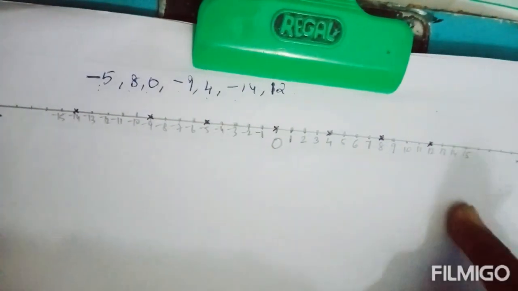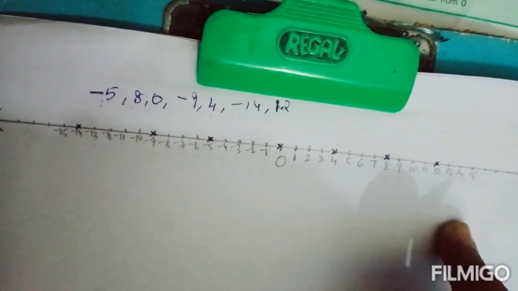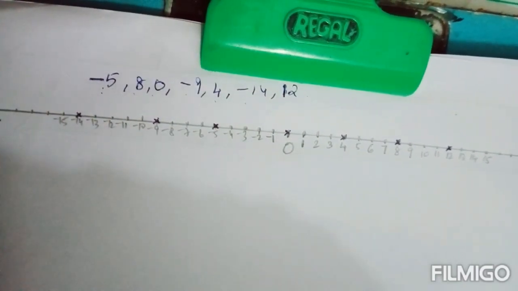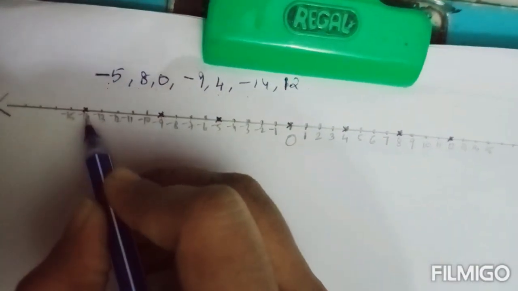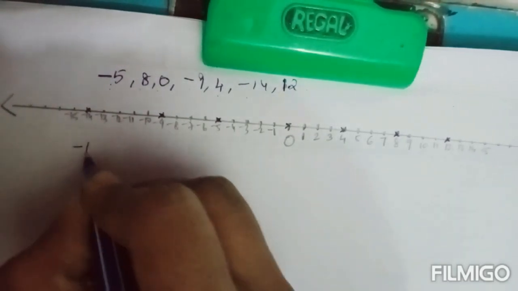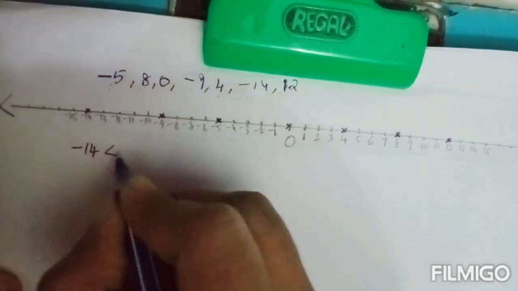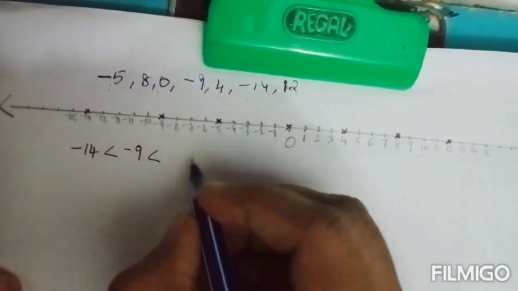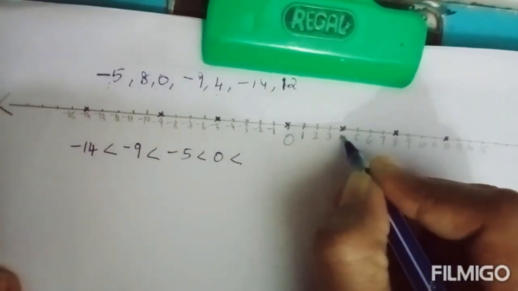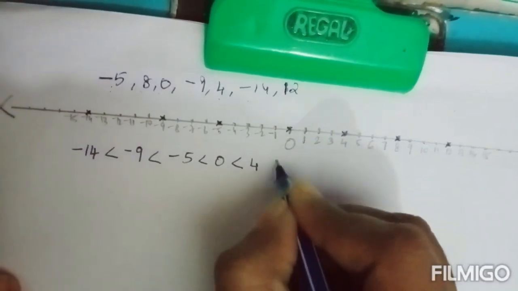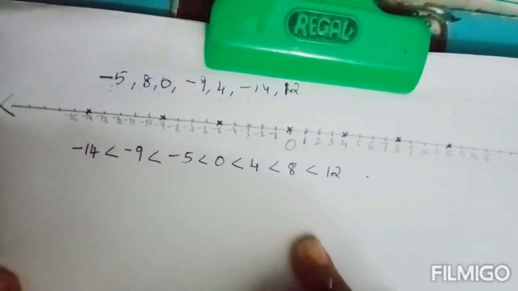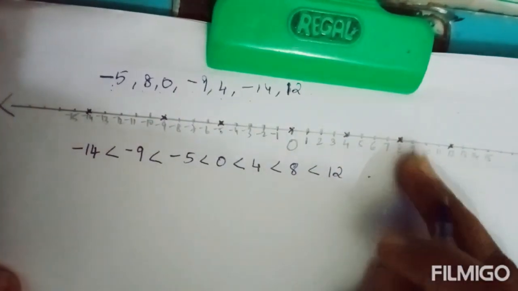Okay. After this you have to arrange this in ascending order. Ascending order means you have to arrange the number from smallest to largest number. So which is the smallest number? You can start from left side. Okay, minus 14. This is the smallest number here. Minus 14 less than, next minus 9 less than, then minus 5 less than, then comes 0 less than, then after 0 4, 4 less than, then 8 less than 12. Okay, this is ascending order, arranging in ascending order using a number line.